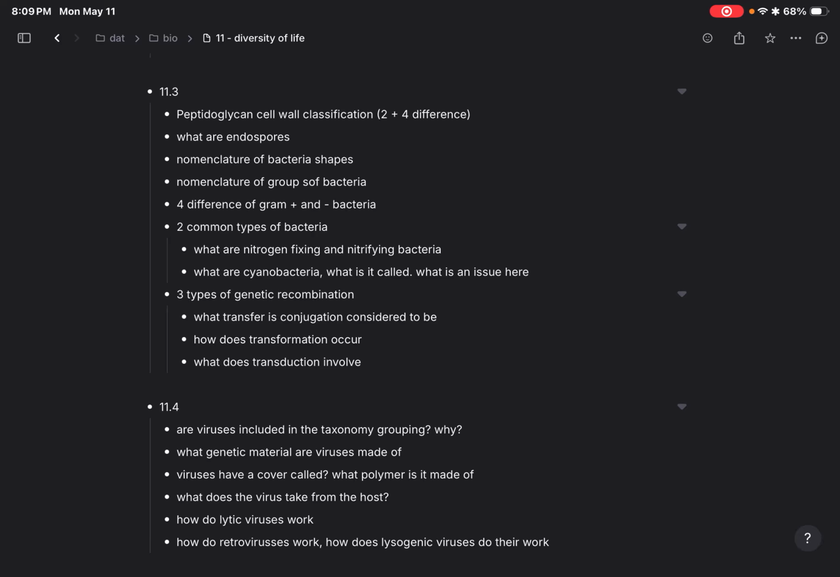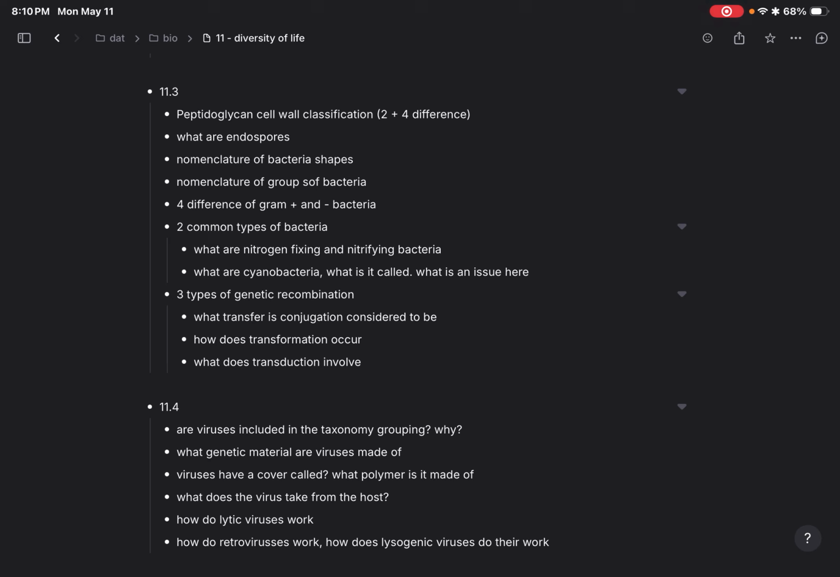We have two classifications of bacterial cell wall: gram positive or gram negative. Gram negative means that you're pink. Gram positive means that you're purple. If you're gram negative, you have a thin peptidoglycan layer, an outer lipopolysaccharide with endotoxins on the outside, you stain pink, and you have no teichoic acid layer.